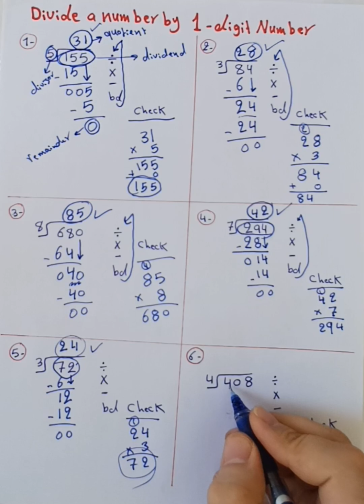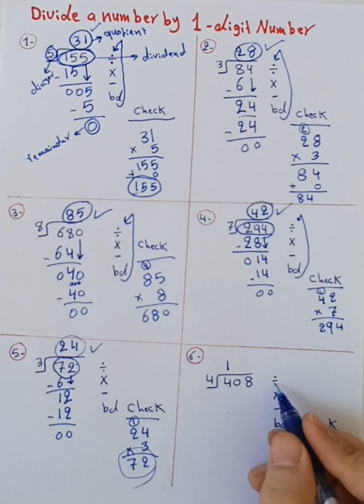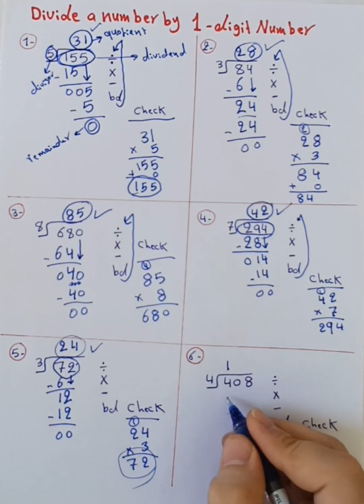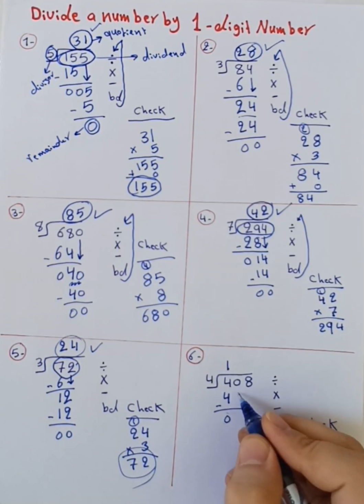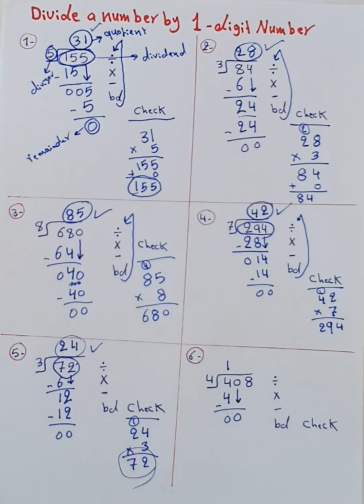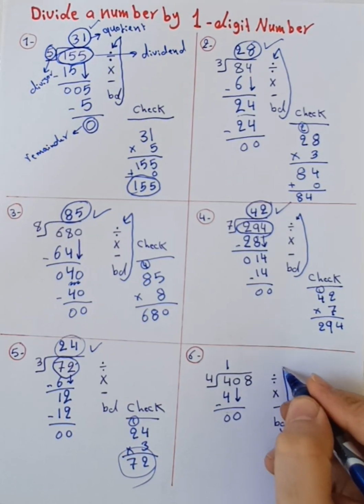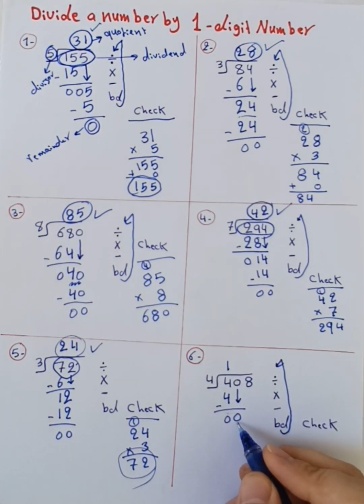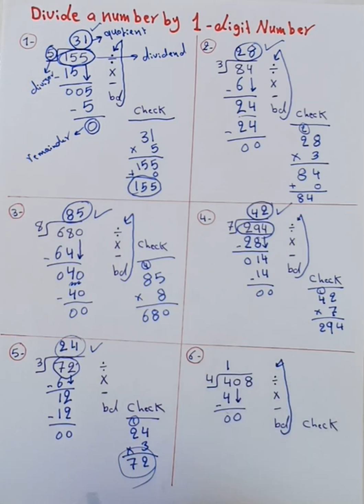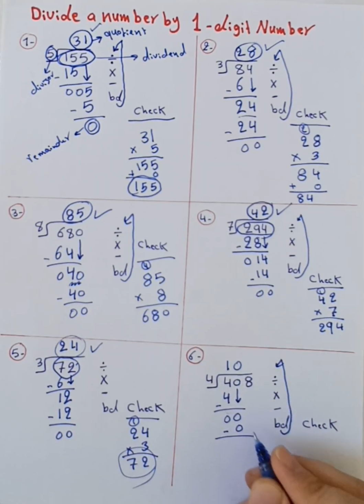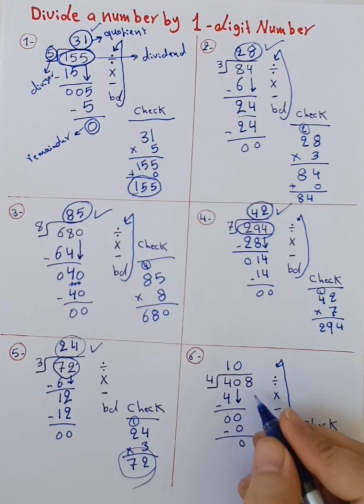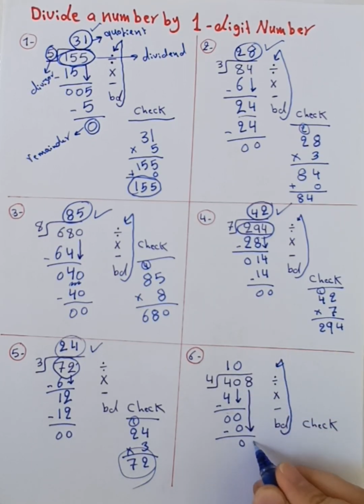First step is divide. 4 divided by 4 is 1. After divide, you have multiply. 1 times 4 is 4. After multiply, you have subtract. 4 minus 4 is 0. And then you have to bring down 0. After bring down, you have to go back to the first step. 0 divided by 4. We don't have any 4 in 0. So you have to write 0 in the quotient. And then 0 times 4 is 0. 0 minus 0 equal to 0. And then we have to bring down 8.